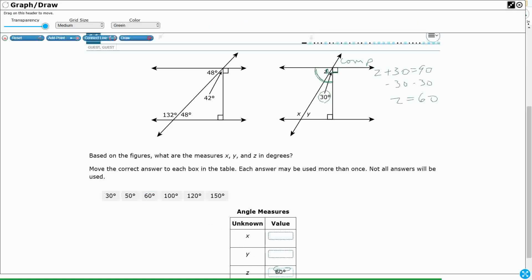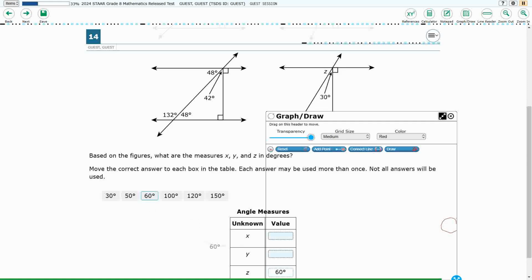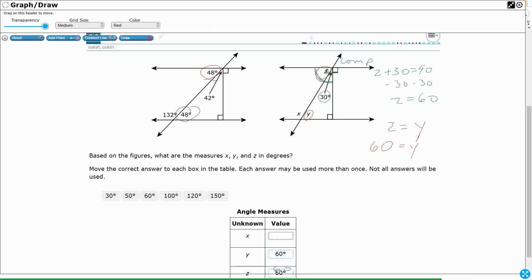Let's do that. Now, if this was 60, remember the 48, I think we did that in red, the 48 always equals that 48. So z equals y because they're alternate interior angles. So if z equals 60, then y equals 60. So we can put that 60 down there in y as well.